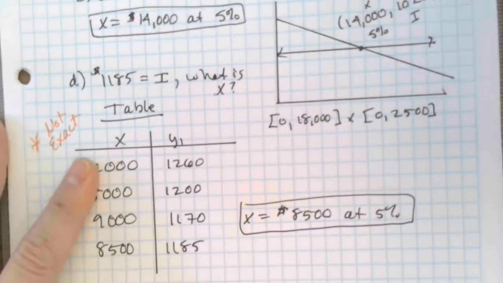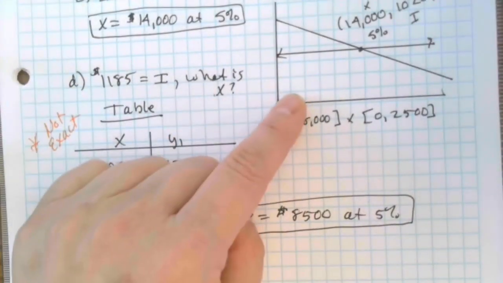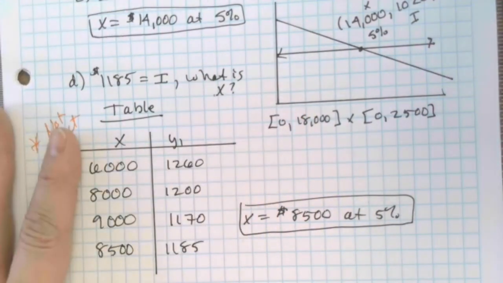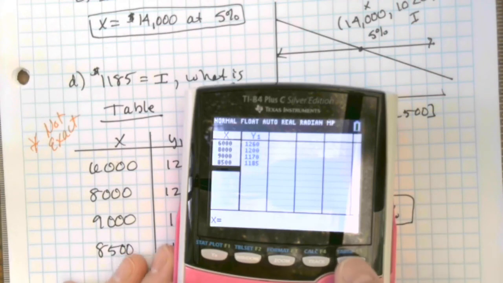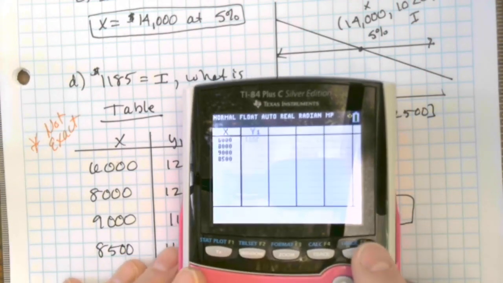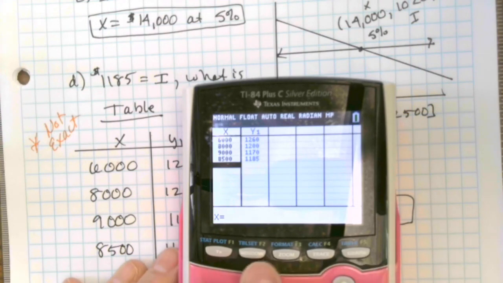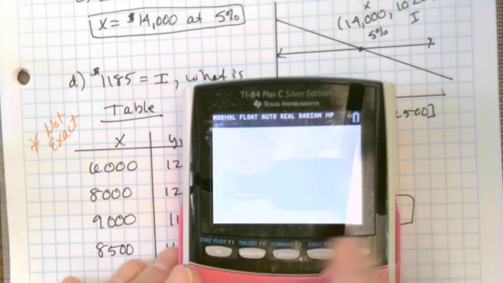Okay, so I've shown you how to do this using intersecting lines. I've shown you how to do this using a table. Remember that the table function is above graph. That puts you in the table. Table set is above window. Why they put it above window, I don't know.